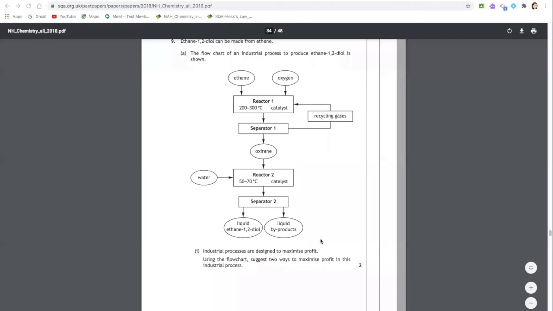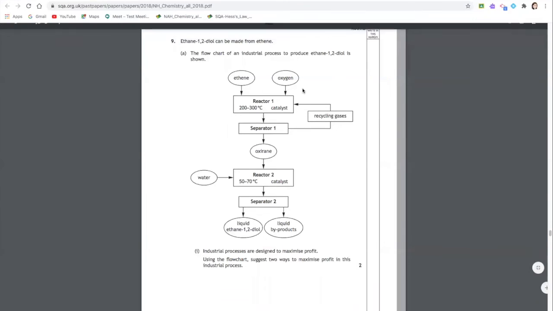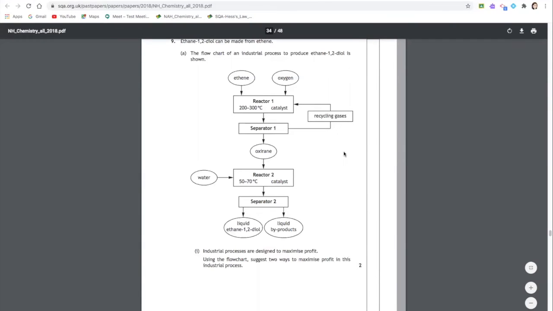Other things you could do would be to use a catalyst, so that you wouldn't need to run at such a high temperature, and also the feedstocks that they use in this reaction are pretty cheap. So they're not very expensive, which would help to maximise profit as well.